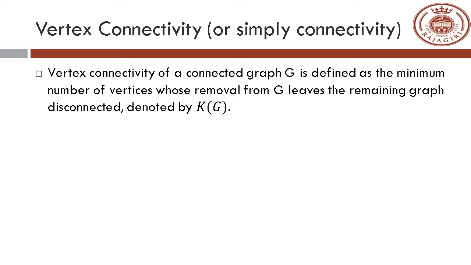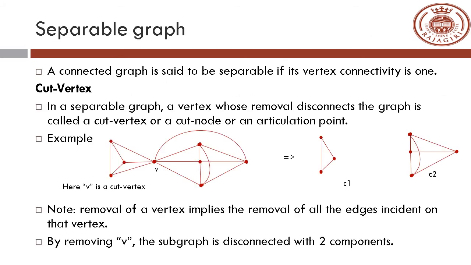Next, definition of vertex connectivity. Vertex connectivity of a connected graph G is defined as the minimum number of vertices whose removal from G leaves the remaining graph disconnected. That is denoted by K of G. That means K of G is the number of vertices whose removal from G will disconnect the graph. Definition of a separable graph. A connected graph is said to be separable if its vertex connectivity is 1. That means if you remove one vertex from the graph, it will be disconnected into more than one component.